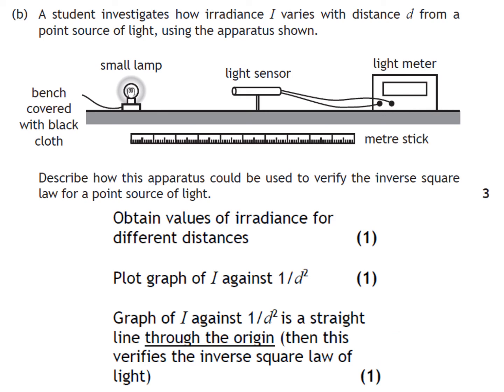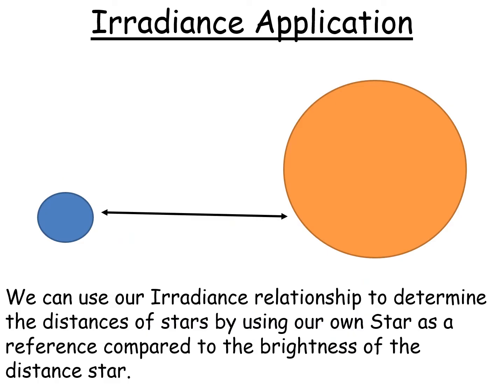And then finally, you might be wondering, why bother study this? Well, this irradiance relationship is really important because we can use this to determine the distances of stars by using our own star as a reference compared to the brightness of the distant star. What I mean by that is, if we know the brightness of our own star, and then we can measure the brightness of another star, then we know the distance of the Earth to our own star.